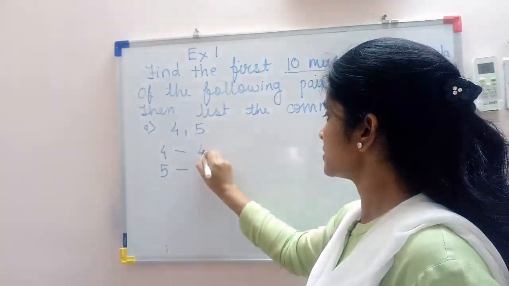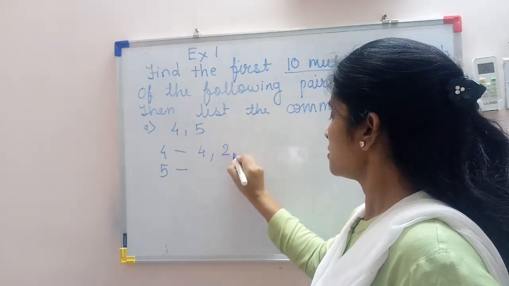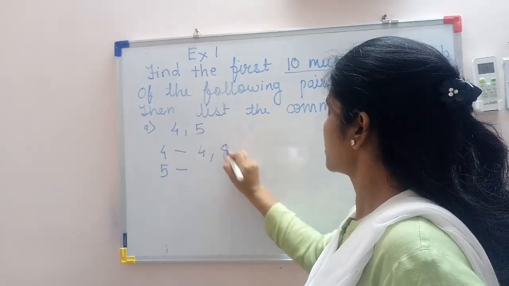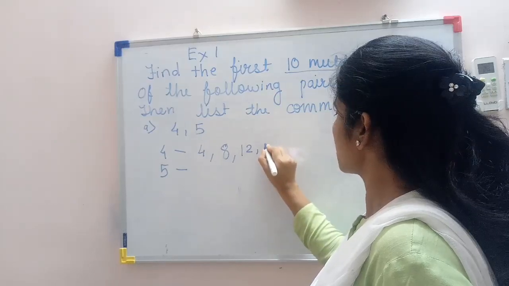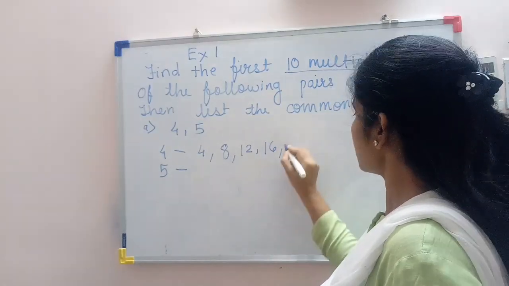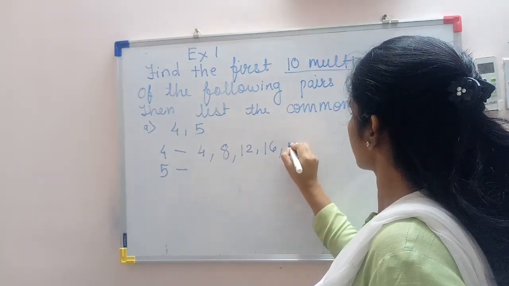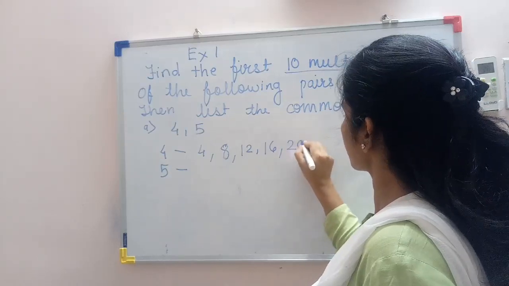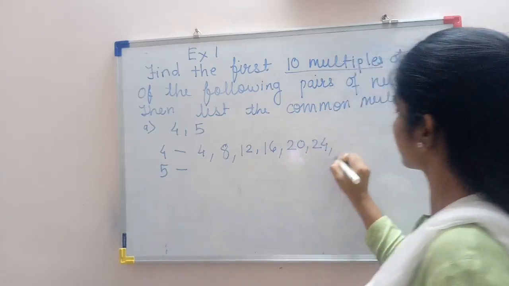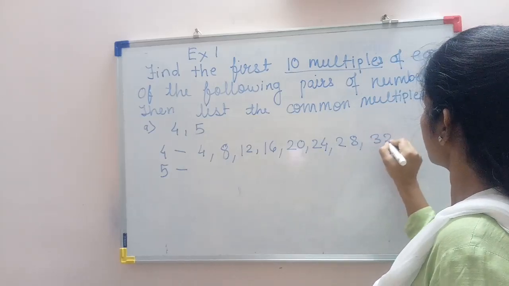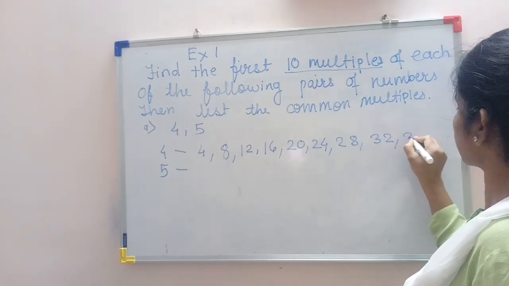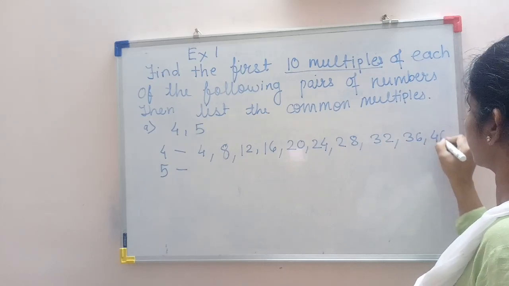That means 4 ones are 4, 4 twos are 8, 4 threes are 12, 4 times 4 is 16, 4 times 5 is 20, 24, 28, 32, 36 and 40.